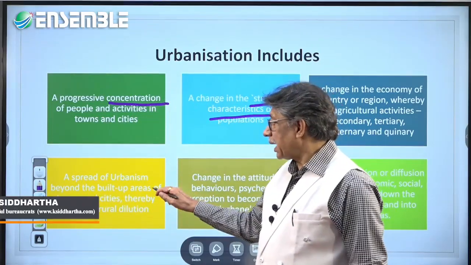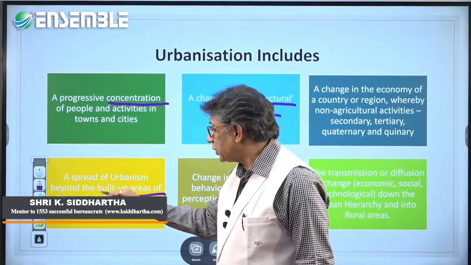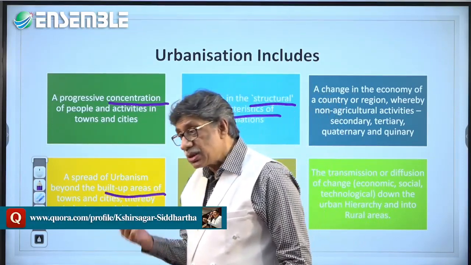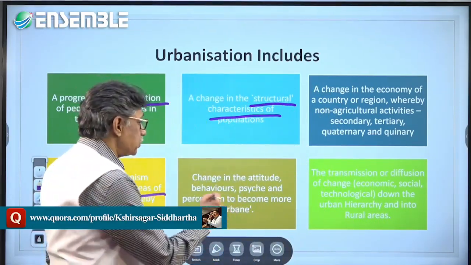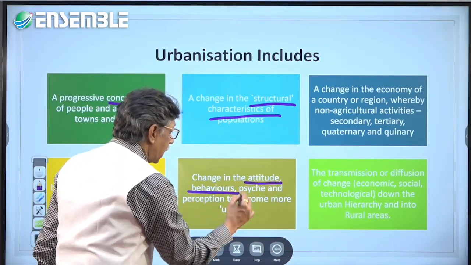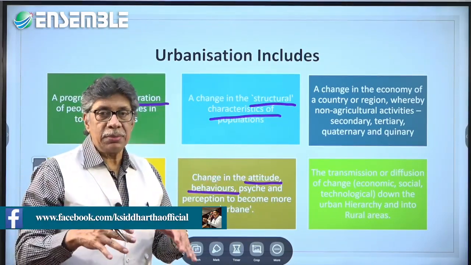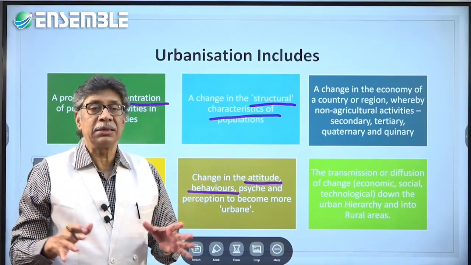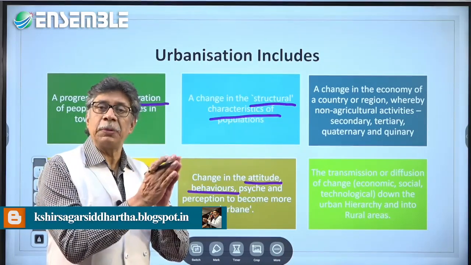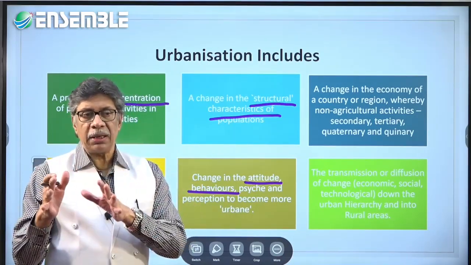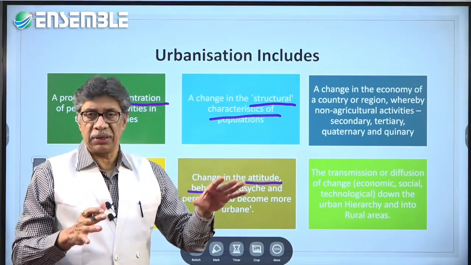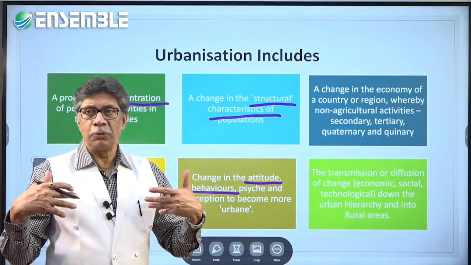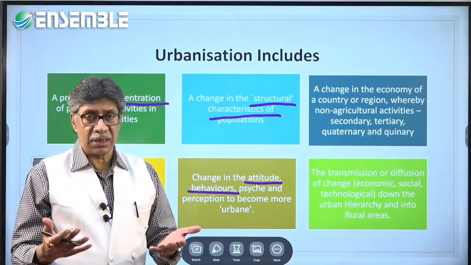Then the spread of urbanization means that it is beyond the built up area of the towns and cities, and of course reducing rural dilation. It is mostly going to be associated with the change in the attitude, behavior, and psyche of the people. That means people in the urban area will start behaving in a more urbane manner, in the sense that is the characteristic of people living in a city. People living in a rural area are going to be characteristically different. For example, they are going to have a laid back life. People in the urban areas are going to have a more prompt life of sorts, a faster life also.